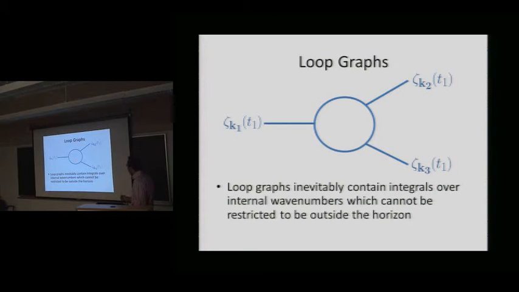These really aren't Feynman graphs. I shouldn't say Feynman graphs here, but in this diagrammatic formalism, these loops enter in the same sort of way. Loop graphs bring up the issue that they inevitably contain integrals over wave numbers which cannot be restricted to outside the horizon. A loop graph like this contributes from all ranges of Q, which I'll use for the internal wave numbers, including those for which Q over A is not less than H.